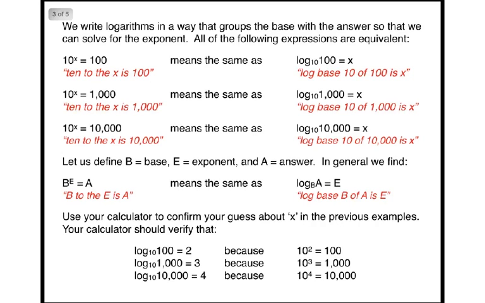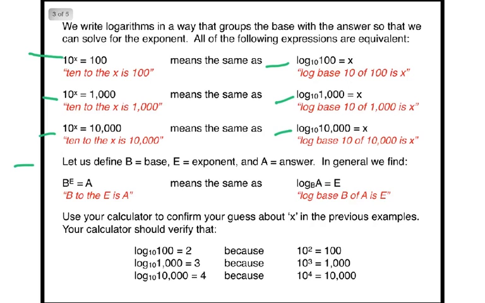We write logarithms in a way that groups the base with the answer so that we can solve for the exponent. All of the following expressions are equivalent. So here, the exponential expression, 10 to the x equals 100, means the same thing as log base 10 of 100 equals x. We want to practice this verbiage, so let's keep going. 10 to the x is 1,000 means the same as log base 10 of 1,000 is x. Again, 10 to the x is 10,000 means the same thing as log base 10 of 10,000 equals x.